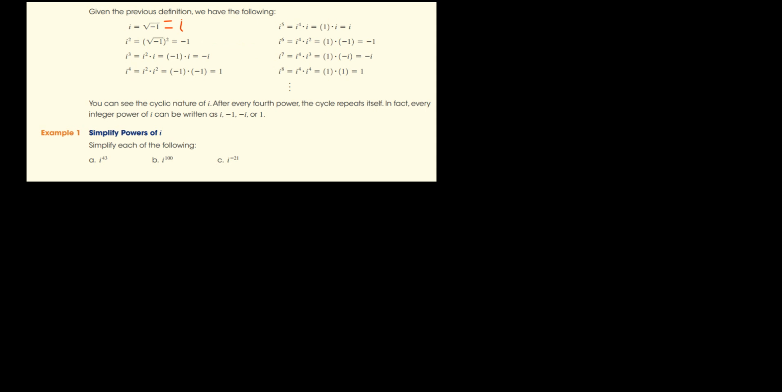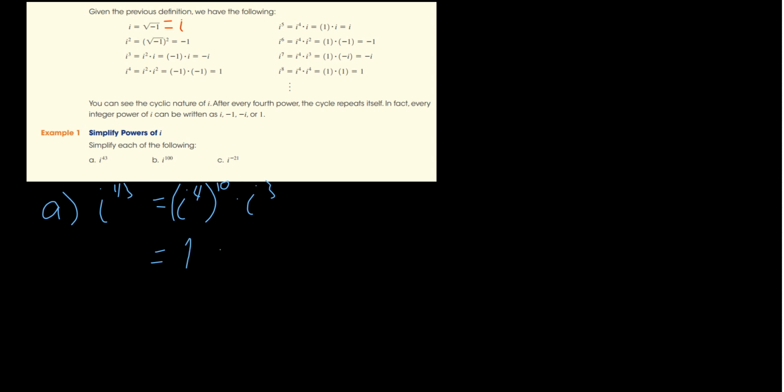So what we're going to do here, and we'll start with A first, we'll ask ourselves, how do I write I to the 43rd as I to the fourth raised to some power? So I to the fourth, times I cubed. Well, we know that I to the fourth was 1, because 1 raised to any power is 1, so this just becomes 1.